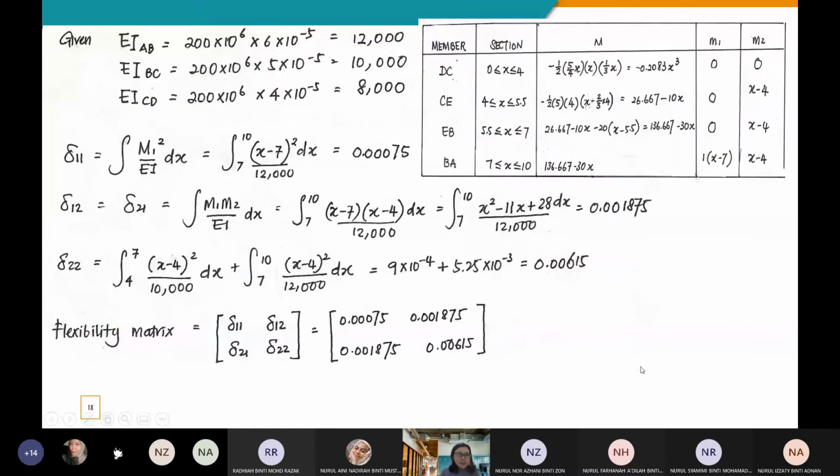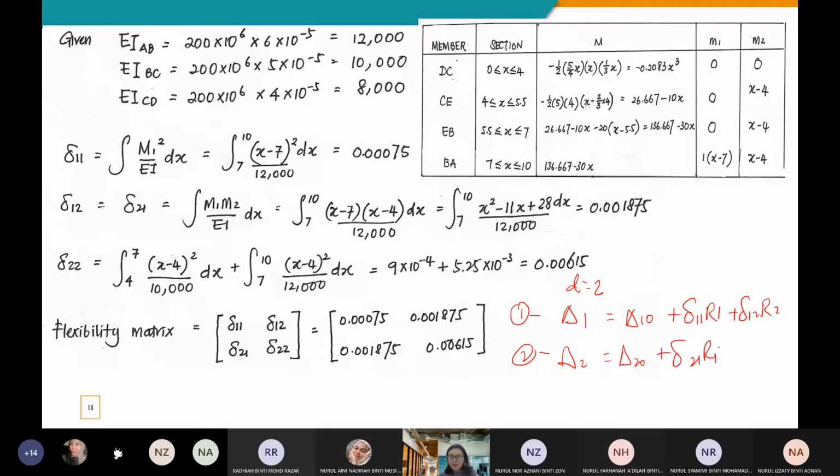Okay, so we just try to randomly select, to understand. In this, you need to be able to write this compatibility equation. When D equals 2, you need to write delta 1 equal to delta 1 naught plus delta 1 1 R1 plus delta 1 2 R2. This is your first equation, and you are going to have two equations in total, where you have delta 2 naught plus delta 2 1 R1 plus delta 2 2 R2.